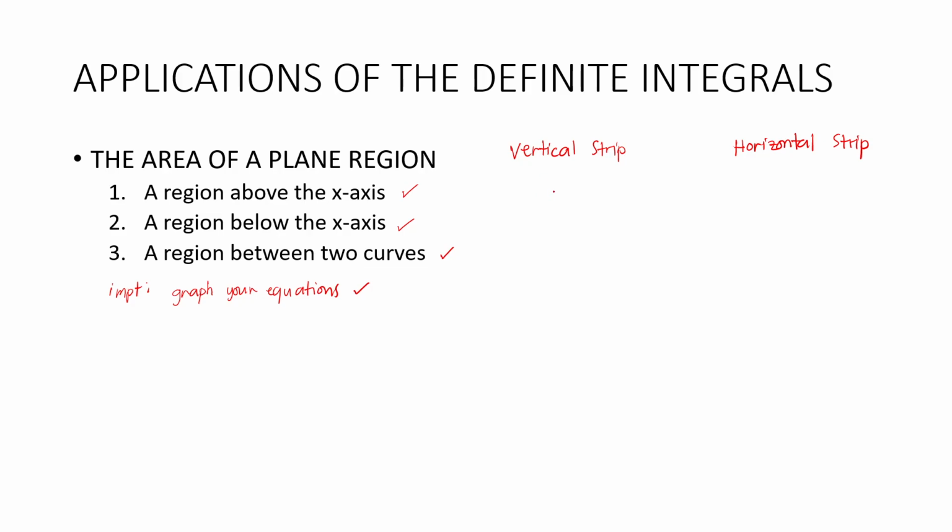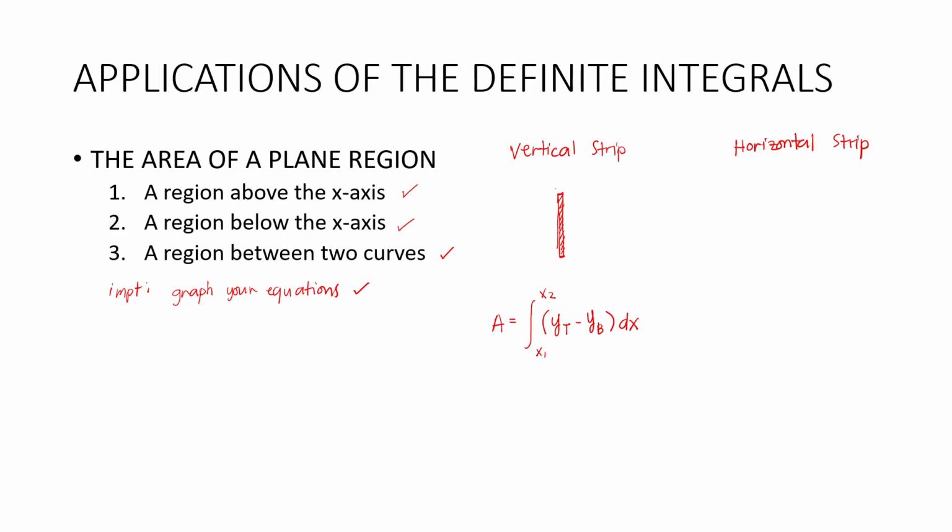Okay, so in vertical strip, let's say this one is the vertical strip. The formula for the area would be the integral of y top minus y bottom dx from x1 to x2. So that would be the formula.